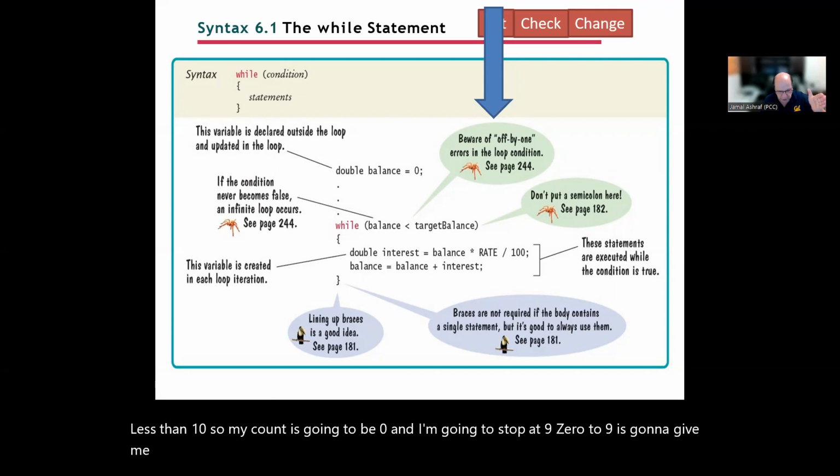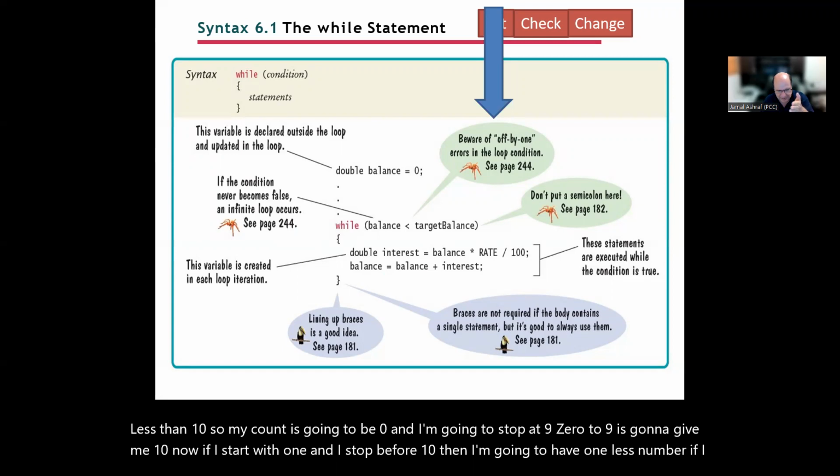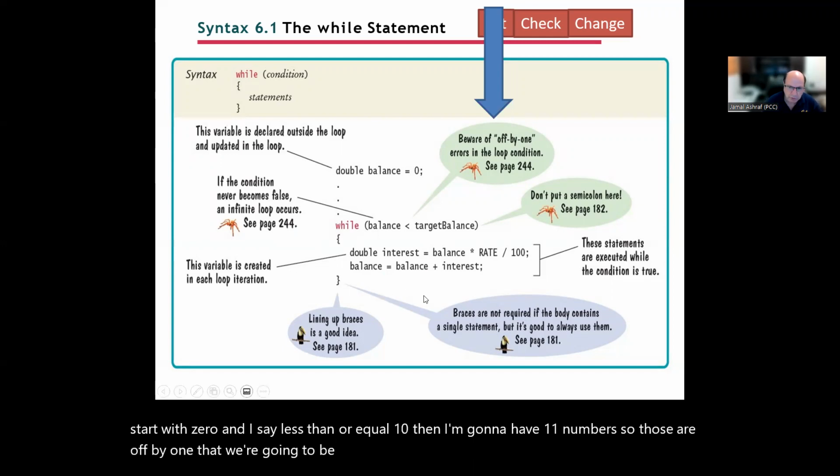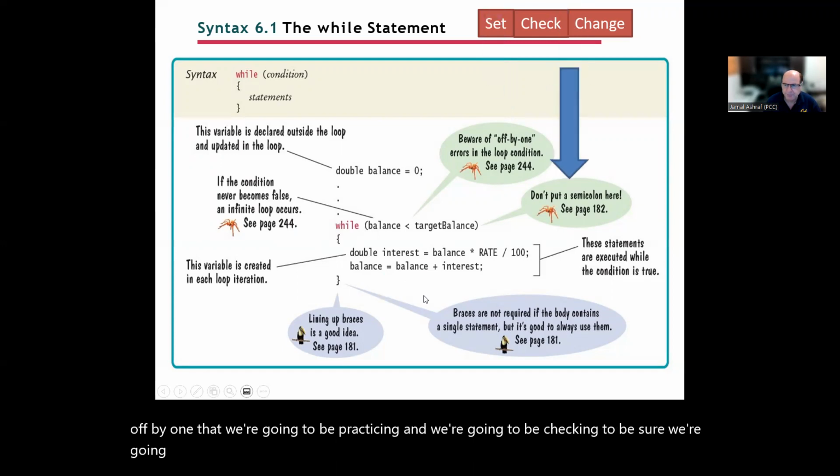Now, if I start with 1 and I stop before 10, then I'm going to have one less number. If I start with 0 and I say less than or equal 10, then I'm going to have 11 numbers. So those are off by one that we're going to be practicing, and we're going to be checking to be sure we're going to be okay with those.